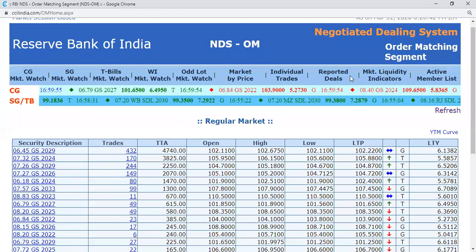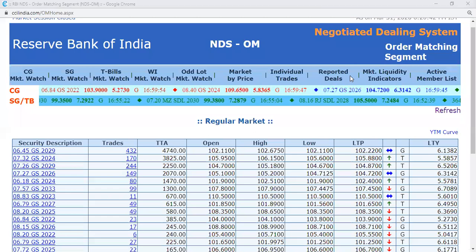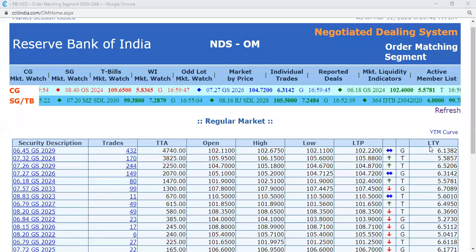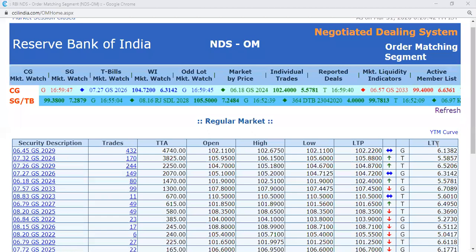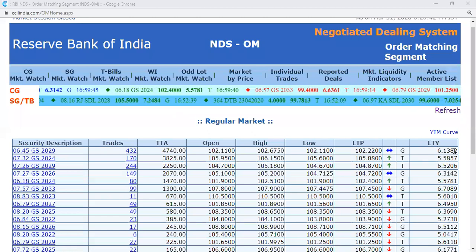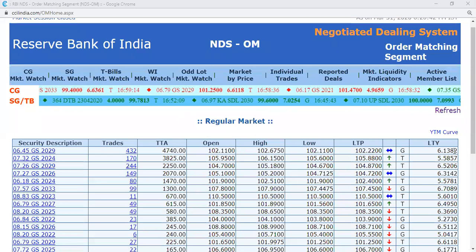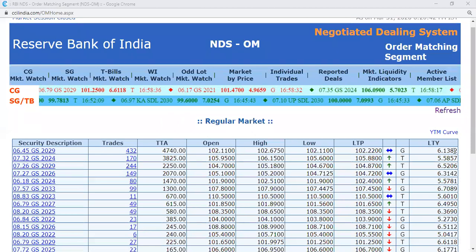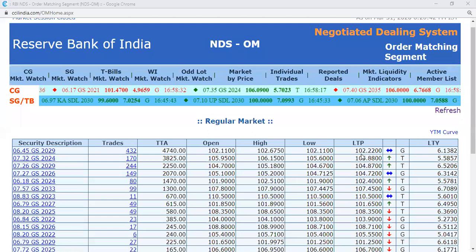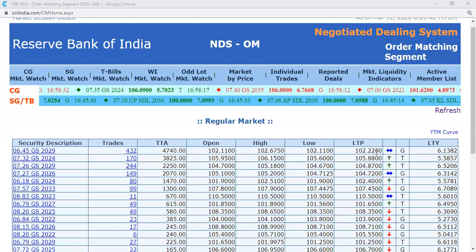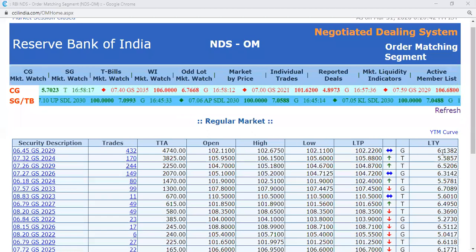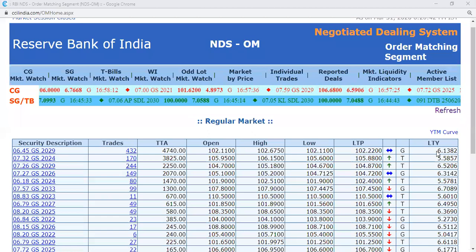Many of you may be aware that in the market, we give a lot of relevance to the 10-year yield. You can see the last traded yield, 6.1382. This is percent per annum. This is called the GSEC 10-year yield. At this yield, the price closed at 102.22. Face value is 100. So the yield comes first, and this yield fluctuates a lot.